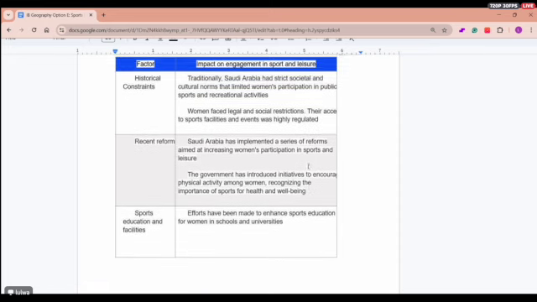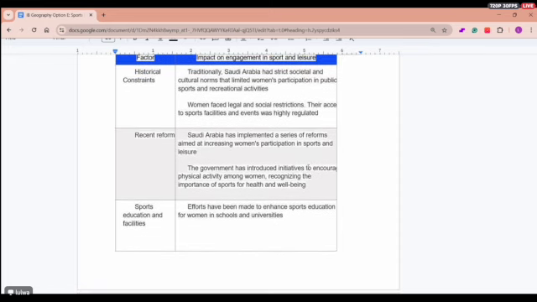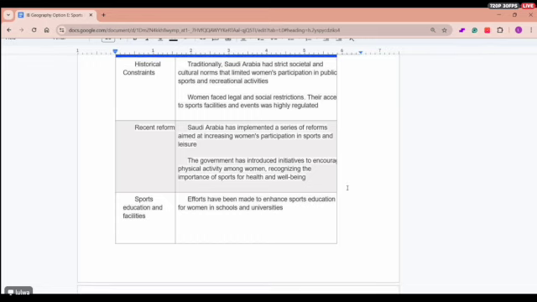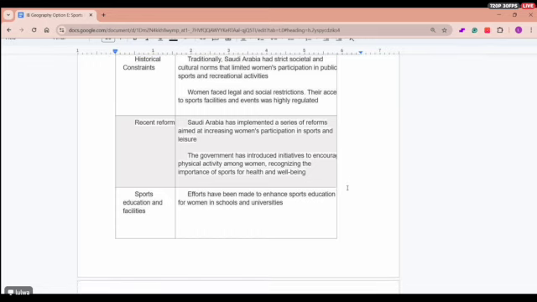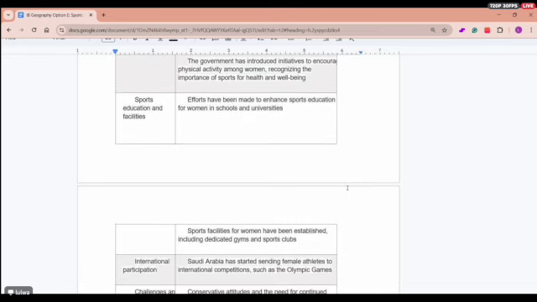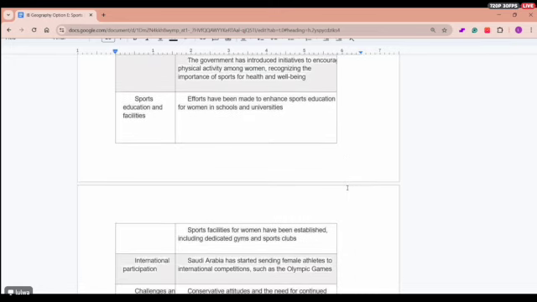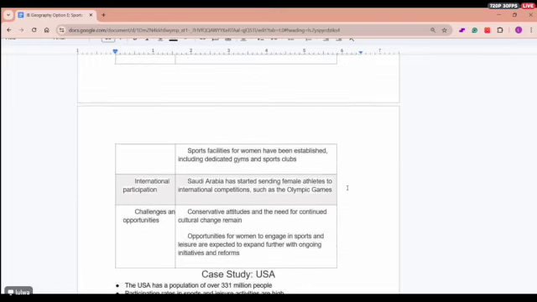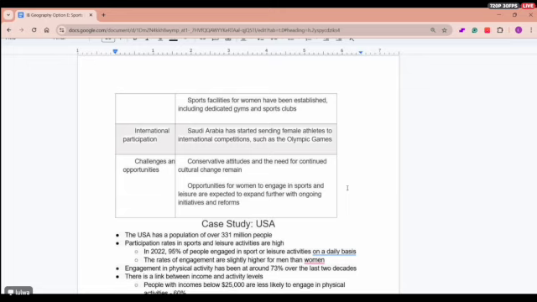For recent reforms, Saudi Arabia has implemented a series of reforms aimed at increasing women's participation, and the government introduced initiatives to encourage physical activity amongst women. For sports education and facilities, efforts have been made to enhance sports education for women in schools and universities, and sports facilities for women have been established. For international participation, Saudi Arabia has started sending female athletes to international competitions such as the Olympics.